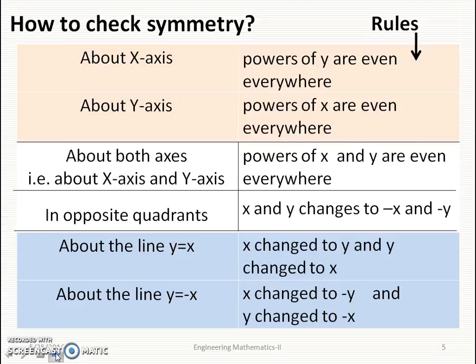Similarly, we can check the symmetry about the line y is equal to minus x: x changed to minus y and y changed to minus x. After this replacement in the given equation of the curve, if the equation changes, then you can say that the given curve is not symmetrical about the line y is equal to minus x. And if after that replacement the equation of the curve remains unchanged, then we can say that the given curve is symmetrical about the line y is equal to minus x.